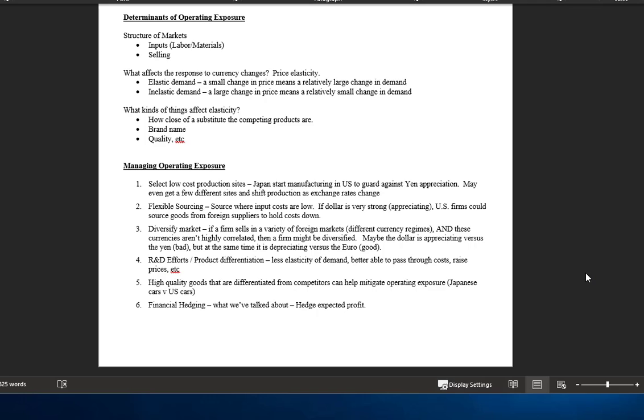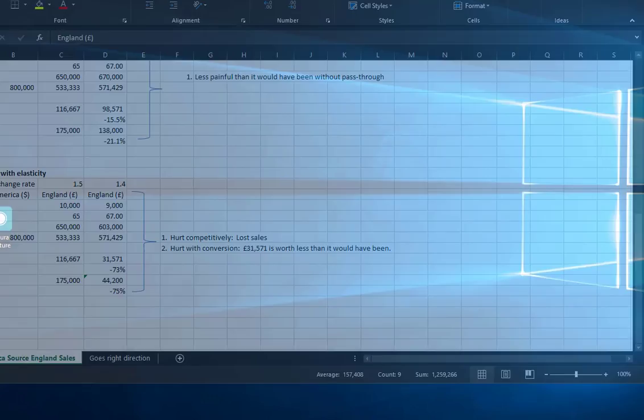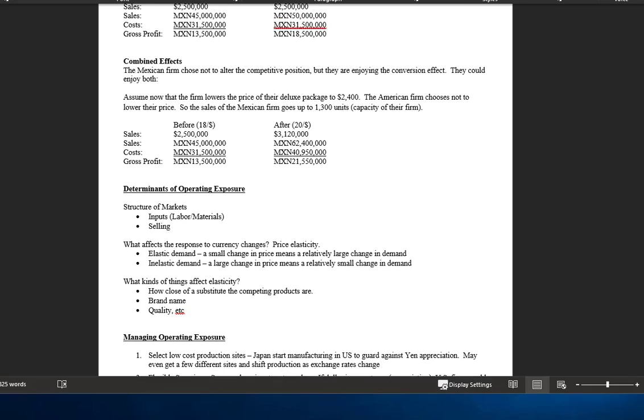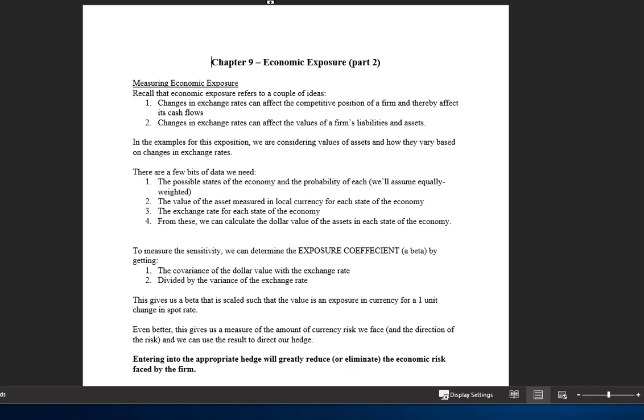So that's going to wrap up this video. We're going to take a look at how to measure economic exposure. We're going to start with the next video by looking at this. There's a way to do it. Basically, it's a little regression, and we look at a beta coefficient, and it will be our exposure coefficient. So we'll pick up in the next video by looking at how to measure economic exposure.